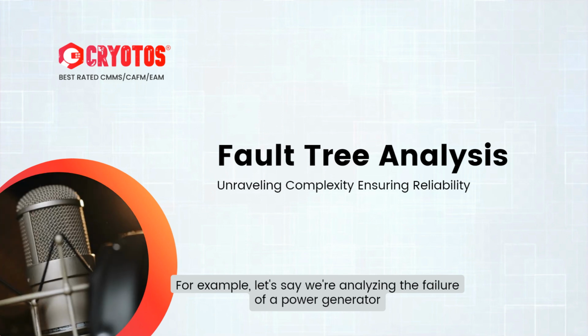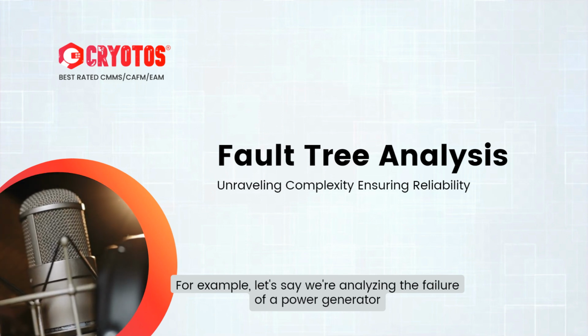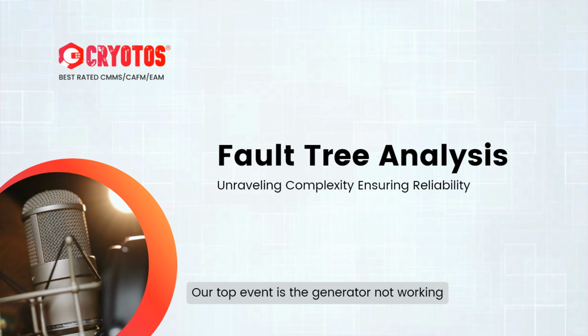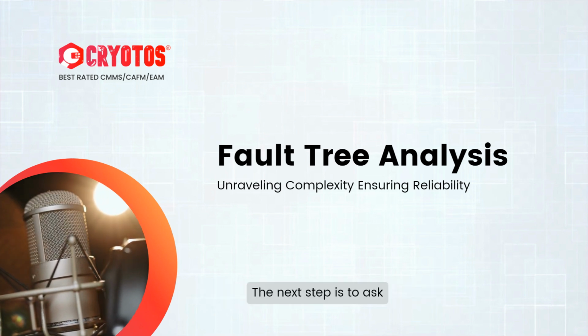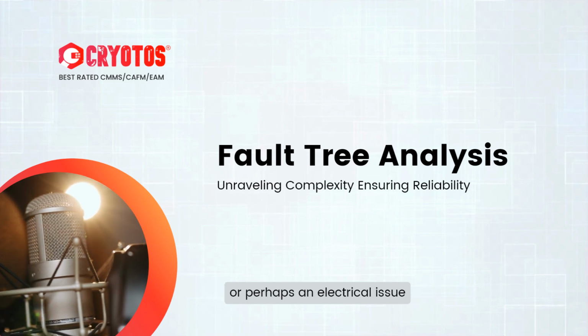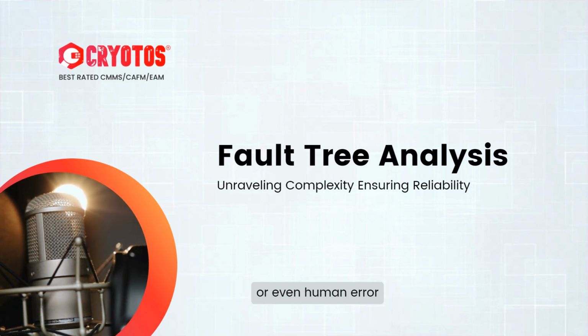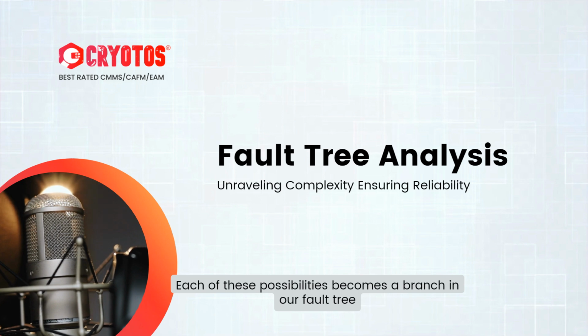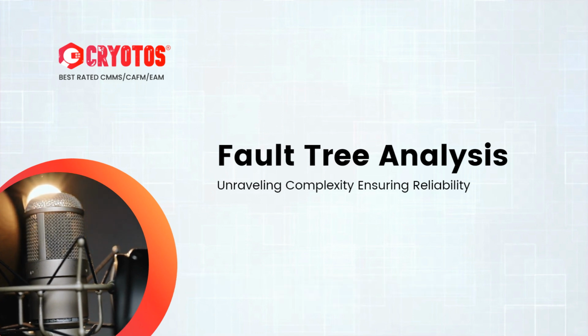For example, let's say we're analyzing the failure of a power generator. Our top event is the generator not working. The next step is to ask, why might this happen? Maybe it's due to a mechanical failure, or perhaps an electrical issue, or even human error. Each of these possibilities becomes a branch in our fault tree.